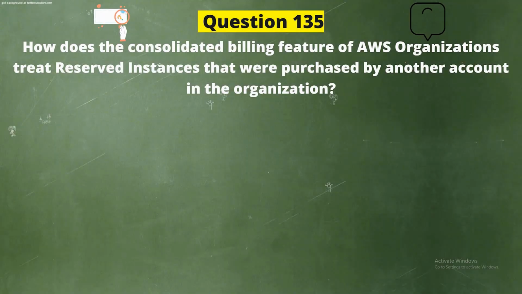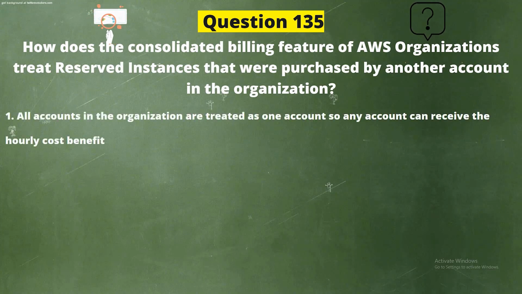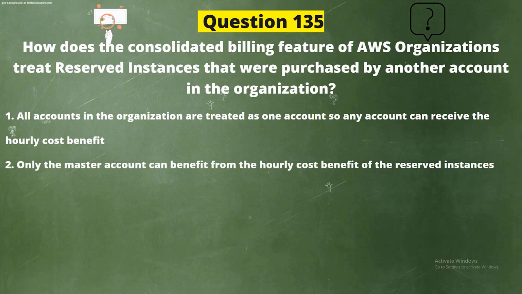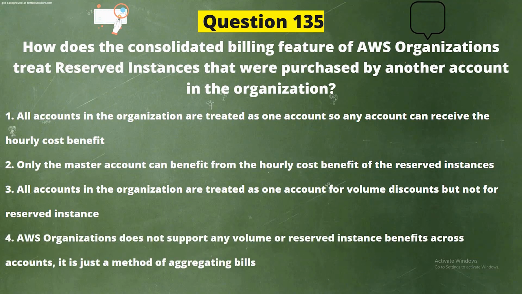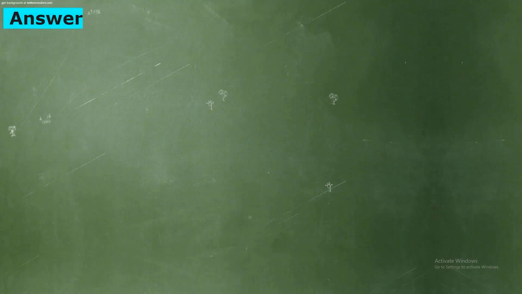Next question. How does the consolidated billing feature of AWS Organizations treat reserved instances that were purchased by another account in the organization? And the options are: Option 1. All accounts in the organization are treated as one account so any account can receive the hourly cost benefit. Option 2. Only the master account can benefit from the hourly cost benefit of the reserved instances. Option 3. All accounts in the organization are treated as one account for volume discounts but not for reserved instances. Option 4. AWS Organizations does not support any volume or reserved instance benefits across accounts, it is just a method of aggregating bills. And the correct answer is Option 1.